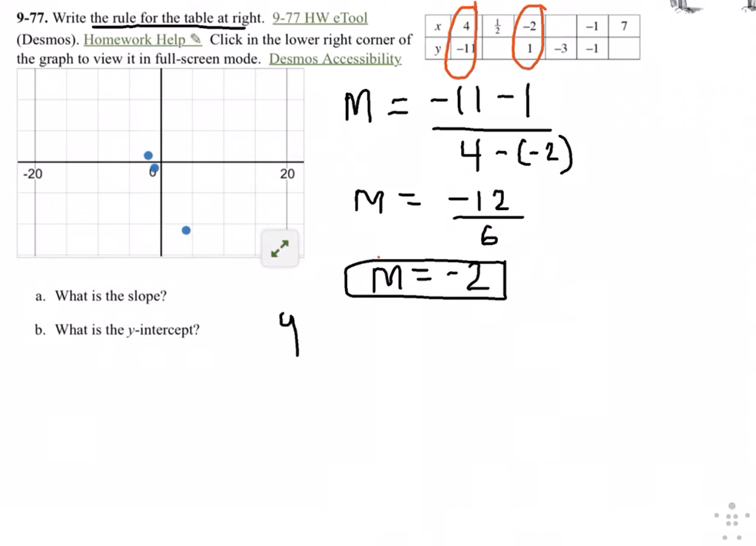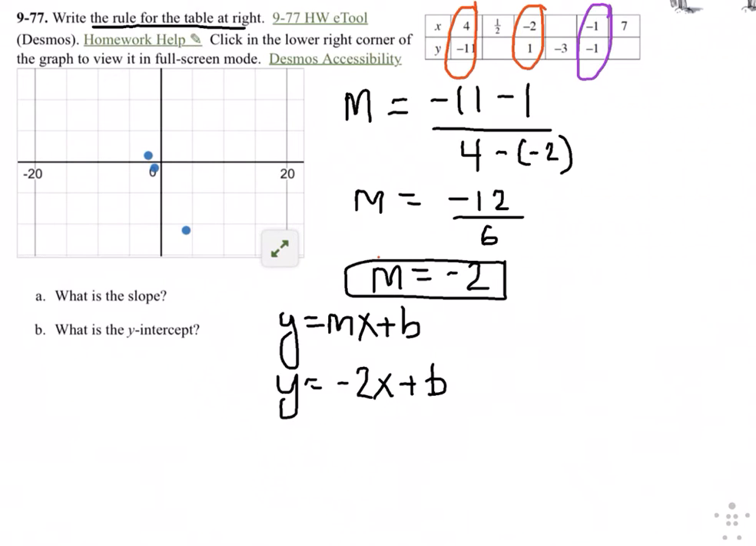Now, y equals mx plus b. That's the equation of a line in slope-intercept form. We know the slope, so y equals negative 2x plus b, where b is the y-intercept. So we have points now that we could substitute in. They gave us 3 x and y values we could plug in here to solve for b. So I'm just going to pick a different one, and we could pick any, right? But I'm going to pick this one, and I'm going to substitute those values in.